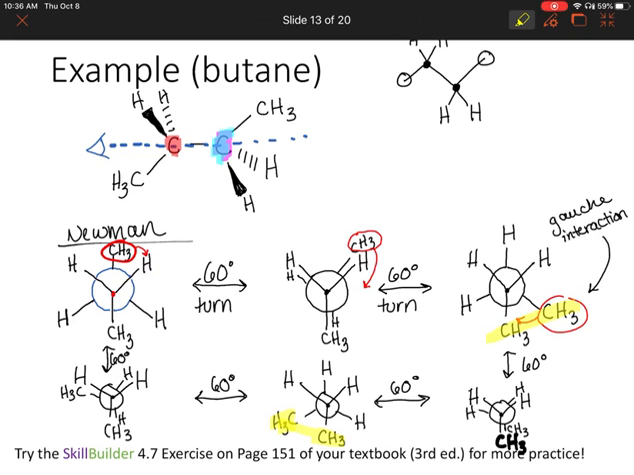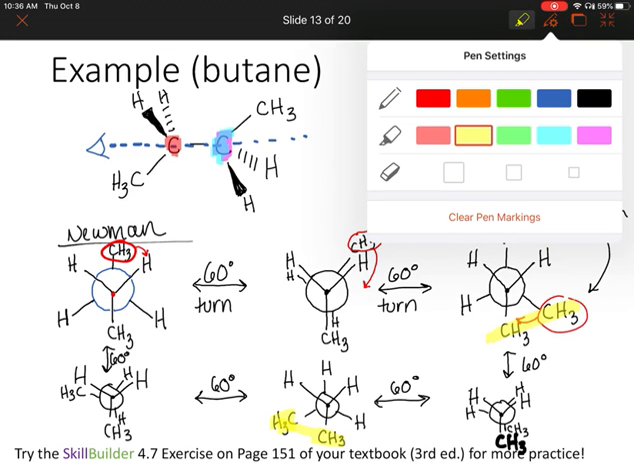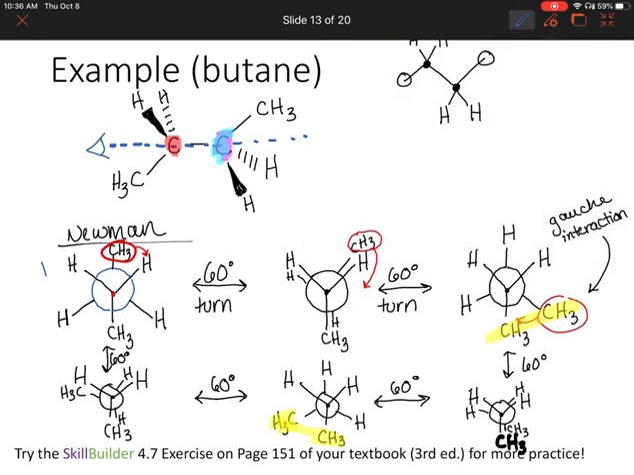So looking at all of our staggered conformations, the first one is the most stable because the methyl groups are really far apart. So let's label that as number 1. That's the most stable. And then the other 2 staggered conformations are pretty similar to each other. So those have equal energy, but they're less stable than our first staggered conformation. So we'll label those both as 2.